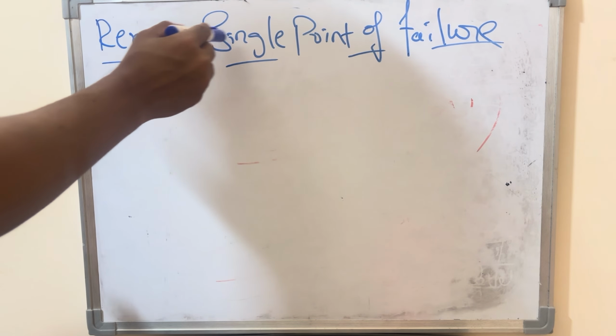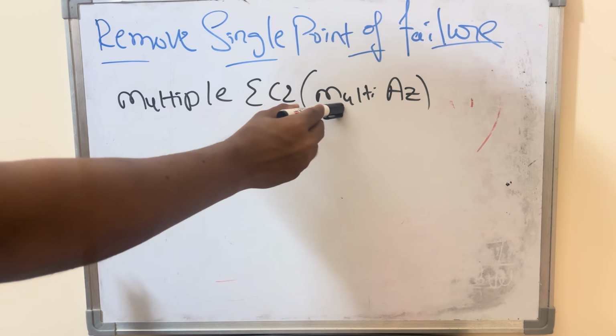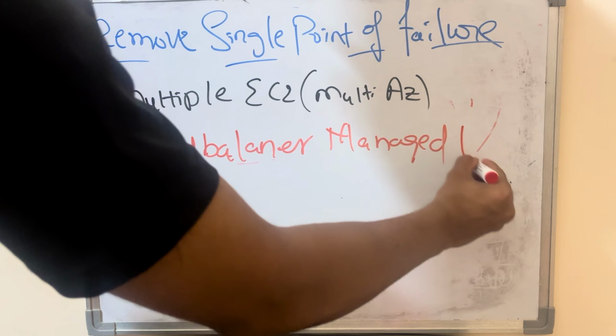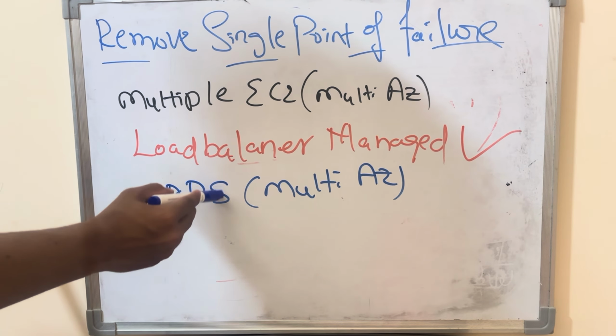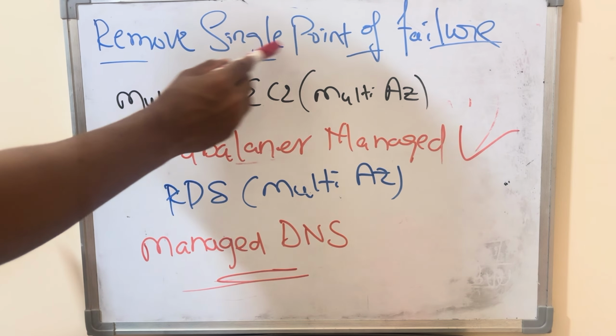Then you can explain how you avoided the single point of failure. You have used multiple EC2 instances in multiple availability zones. Your application is load balancer managed. For RDS, we also have primary and standby in multiple AZs. And we use managed DNS. This confirms there is no single point of failure.